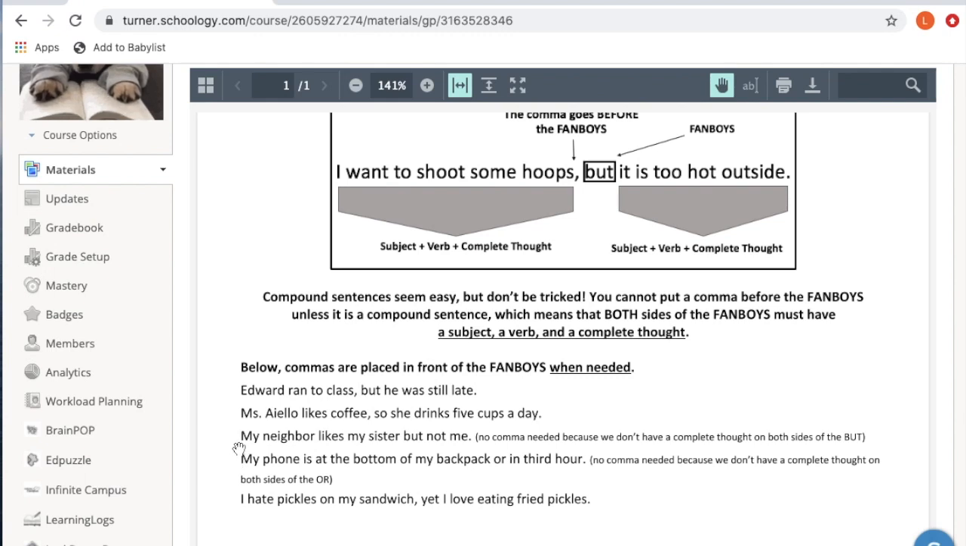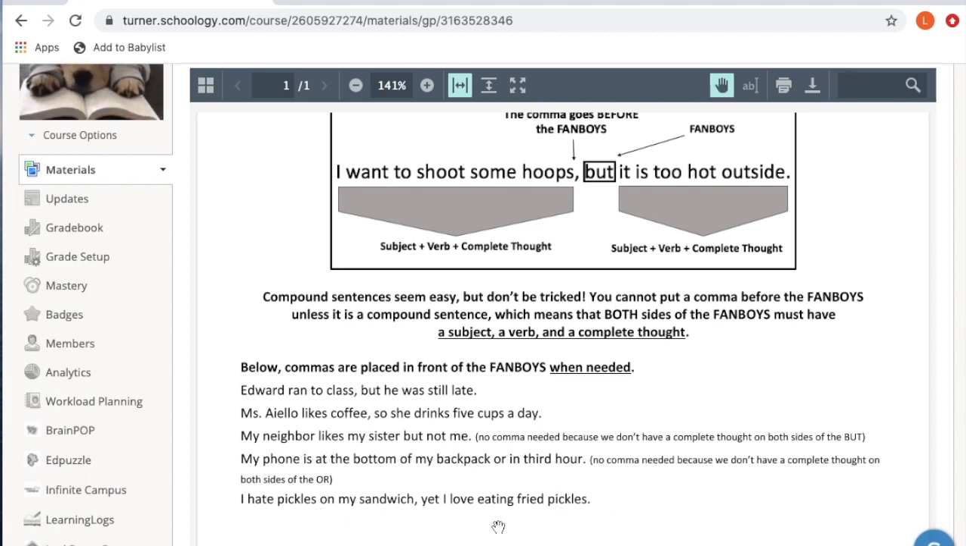These 2 down here do not need a comma because there are not 2 complete thoughts in here. My neighbor likes my sister, but not me. If I just came up to you and said, not me, you would not know what I'm talking about because that is not a complete thought. So we do not need a comma here. Same thing goes here. If I just came up to you and said, in 3rd hour, that is not a complete thought. Therefore, we do not have a compound sentence here, and we do not need the commas. Let me be clear. These are both correctly written sentences. They're just not compound sentences.